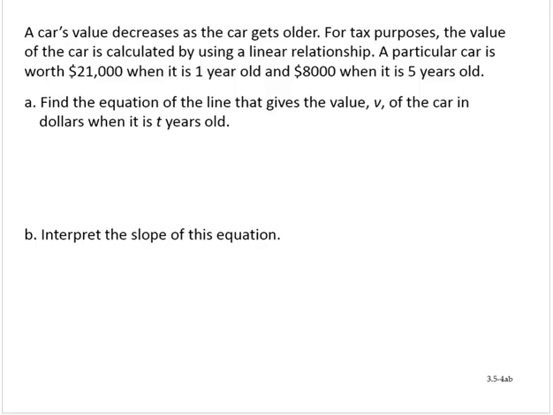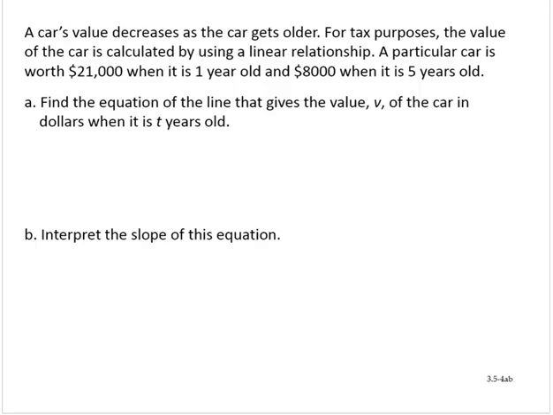A car's value decreases as the car gets older. For tax purposes, the value of the car is calculated by using a linear relationship. A particular car is worth $21,000 when it is 1 year old and $8,000 when it is 5 years old. Part A asks us to find the equation of the line that gives the value of the car in dollars when it is t years old.